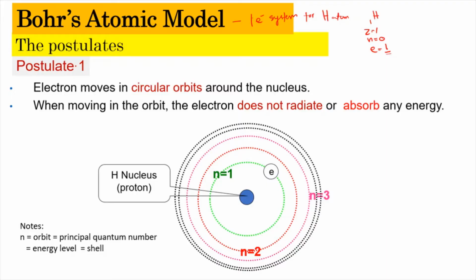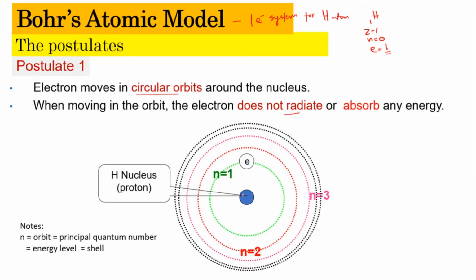For theory number 1, it stated that the electron will move in a circular orbit around the nucleus. And when moving in the orbit, the electron does not radiate, dia tidak akan membebaskan, and at the same time, it will not absorb any energy. And as mentioned, it only works for a hydrogen atom, for example, as long as it is a one electron system, hanya ada satu electron.